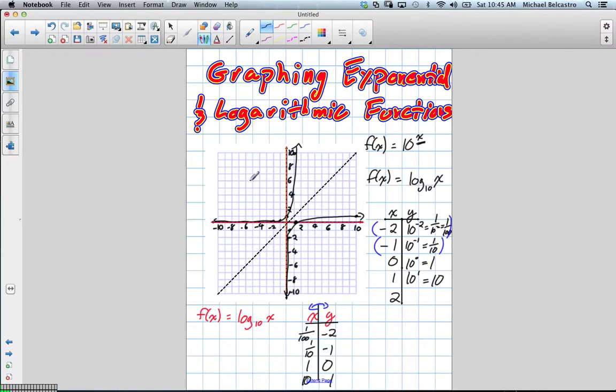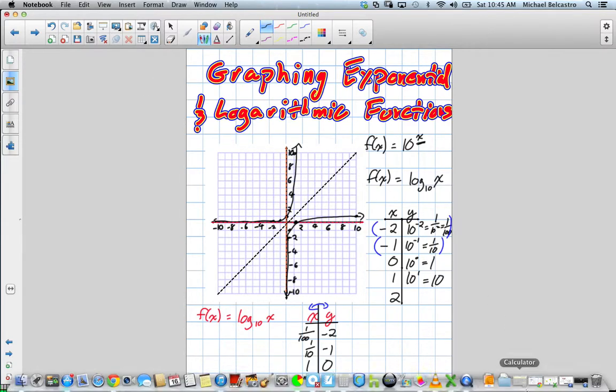Now what we're going to do is talk about transforming them and how this is going to affect our vertical and horizontal asymptotes. So I'm going to pause this.